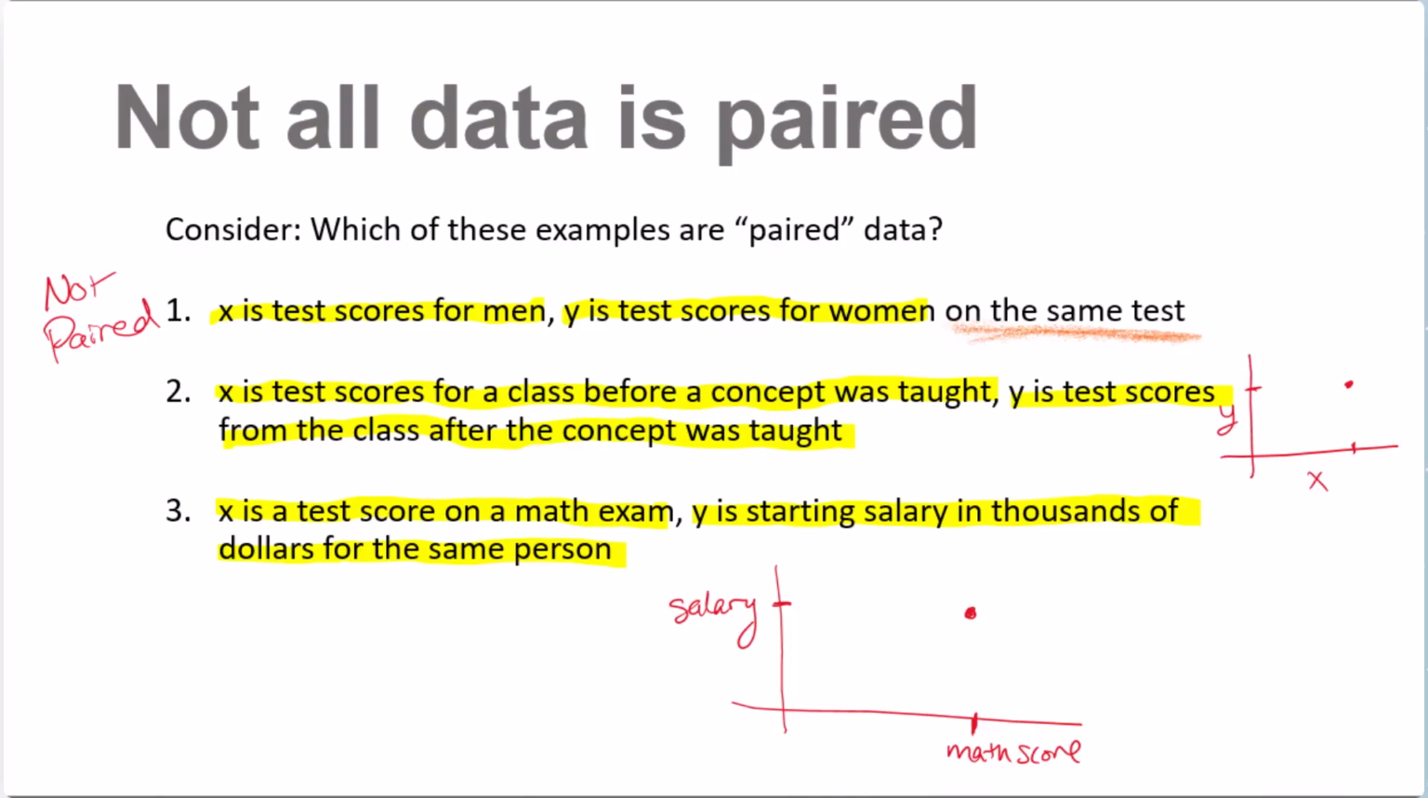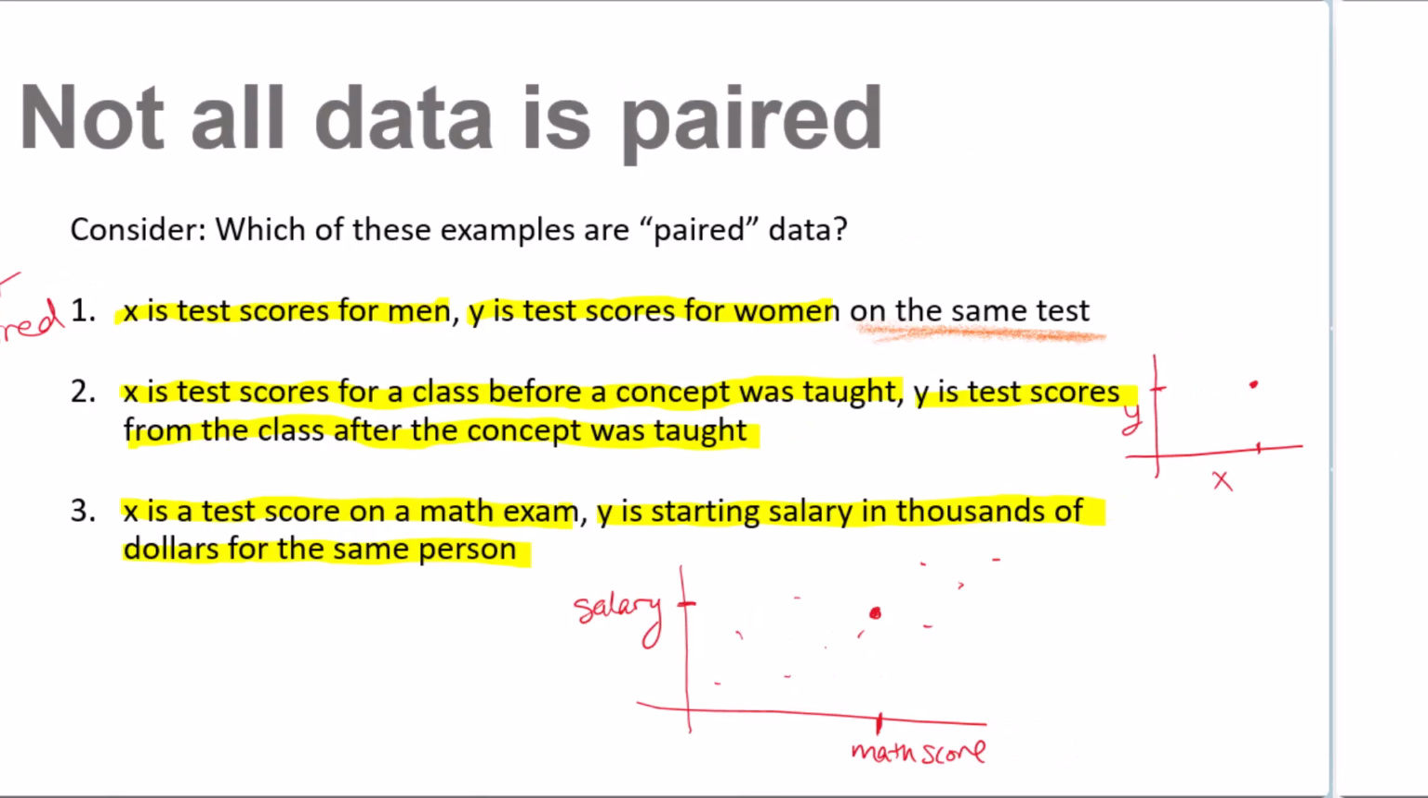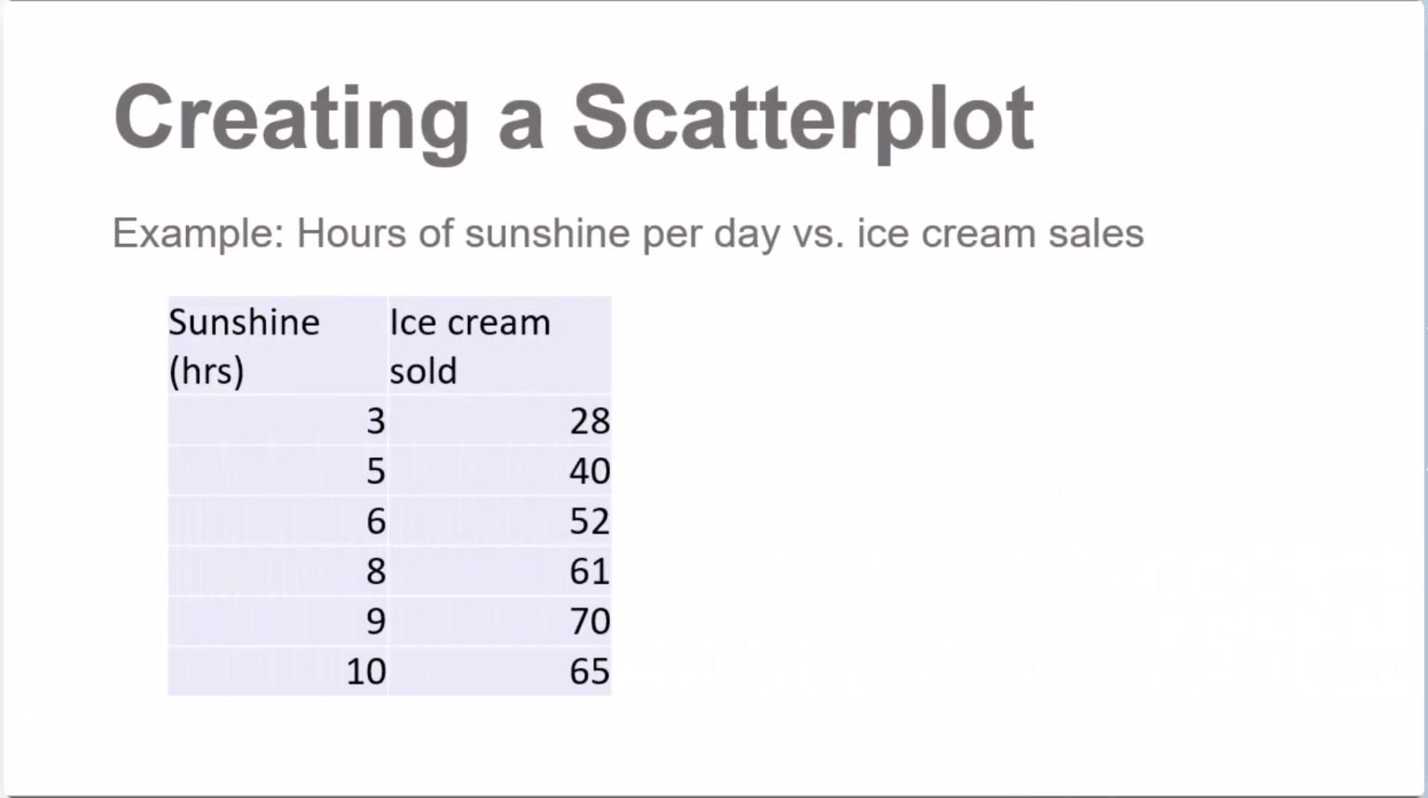Now, this correlation is not going to be super tight. There's not a direct relationship between your math exam score and your starting salary, but we might expect to see a general kind of upward trend among data of this type. And so the scatter plot, if we looked at some actual data, would be a way to help us see what kind of relationship we have there, if it's positive or negative, or if there's no correlation. So let's look at actually creating a scatter plot.